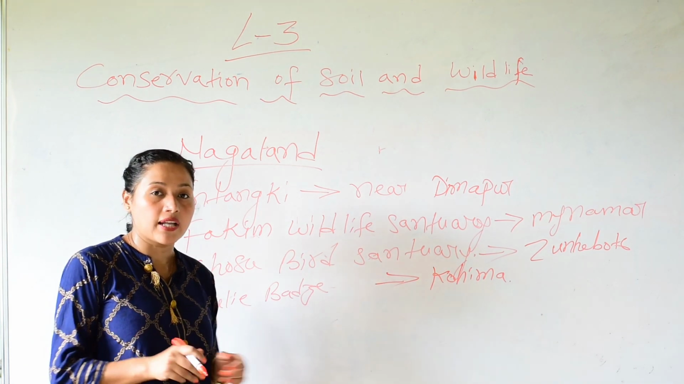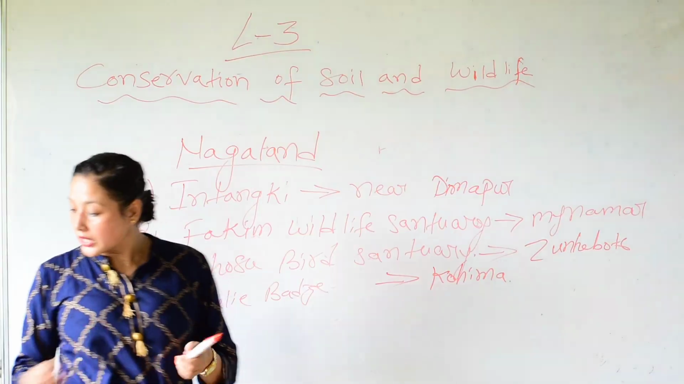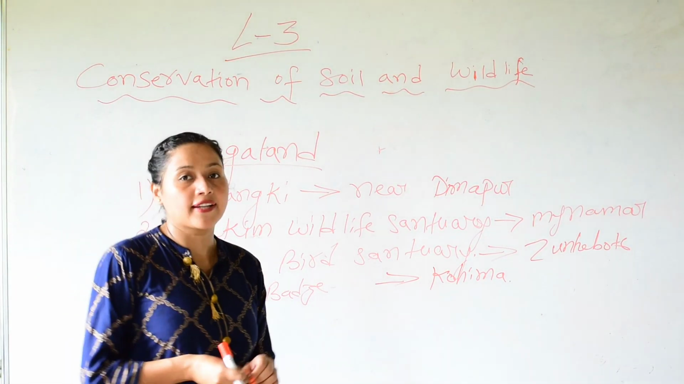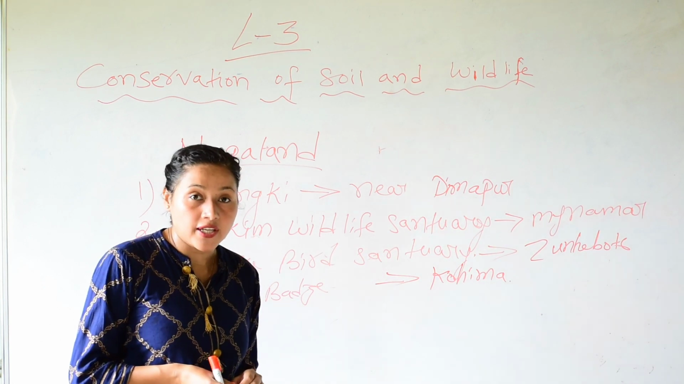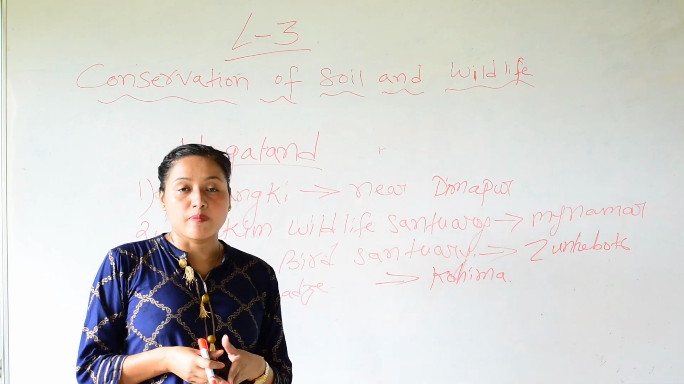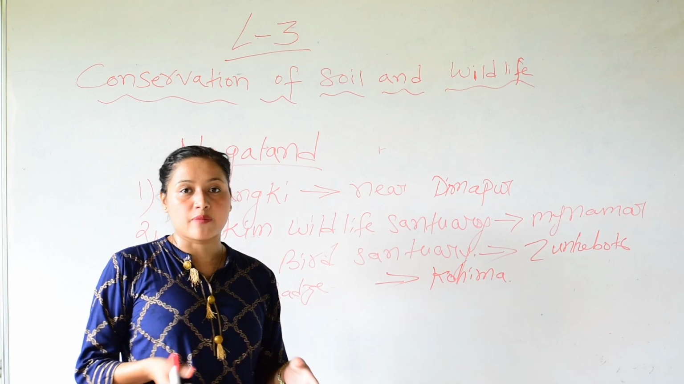And some of the wildlife sanctuaries of India will be in our textbook. You can go through that, and you will find it on page number 30 and 31. You can go through there, and you can find out some of the wildlife sanctuaries and national parks of India. You can memorize it, and then you can make a chart, you can make a table, and then you can submit it as an assignment.